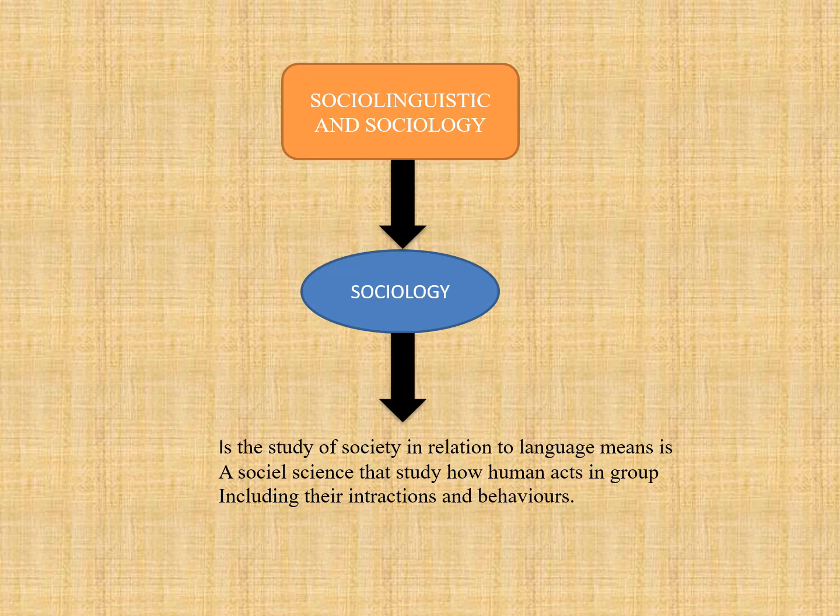The second branch is sociolinguistic and sociology. Since we defined sociolinguistic before, here we will define sociology. Sociology is the study of society in relation to language, meaning it is a social science that studies how humans act in groups, including their interactions and behaviors. And these are the differences between the two fields that people should be aware of.